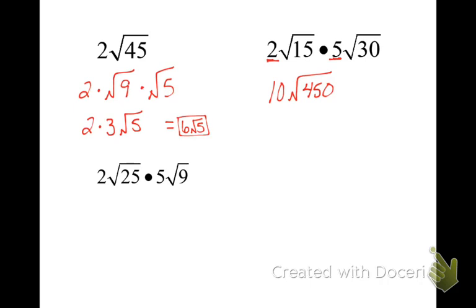Then I go through my list. I'm at 400, 361, and so on, and I get down to where I have 10 times the square root of 225 times the square root of 2. The square root of 225 is 15, so I'm going to have 10 times 15 times the square root of 2, which is 150 times the square root of 2.